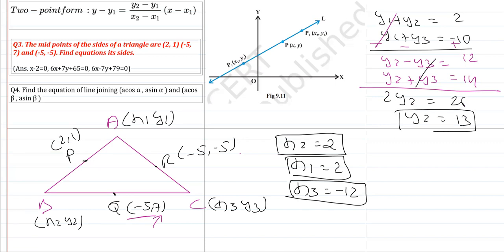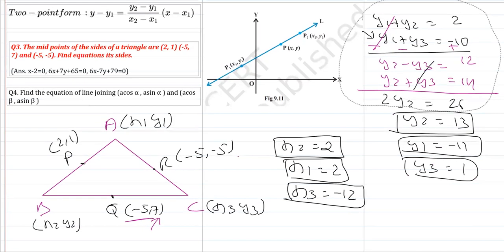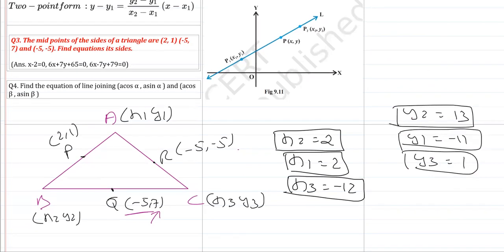Now, once we get the value of y2, we can plug in y2 over here. So we'll get y1 as 2 minus 13, that is minus 11. Once we get y1, we can place it over here and we'll get y3 as 1. Yeah, that's 1. So now we have obtained the values of x1, y1, x2, y2 and x3, y3.